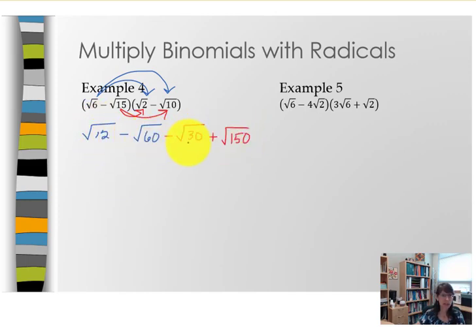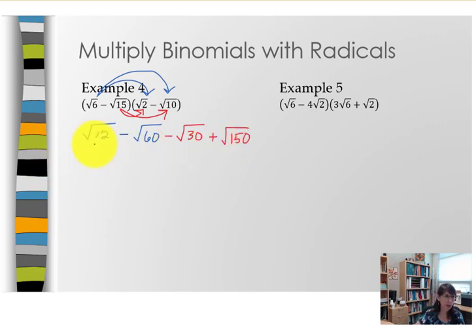So notice 12, 60, 30, and 150. Those are all different numbers. So at first glance, none of these are going to be combined. But what we really need to be thinking about is, can we simplify any of these terms before we think about trying to combine any of those terms?